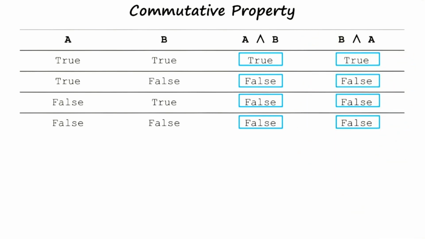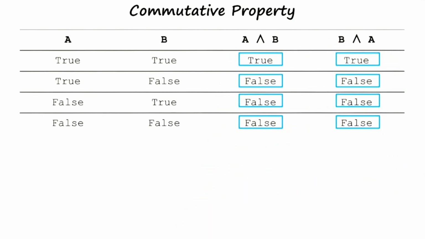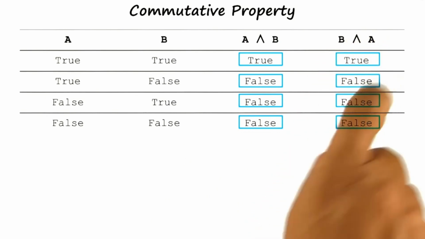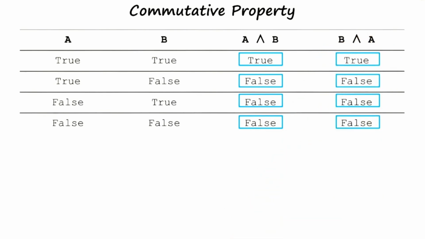That's good, David. And as you know, this property is called the commutative property. The commutative property says that the truth value of A and B is the same as the truth value of B and A. So whenever I have A and B, I can rewrite it as B and A.